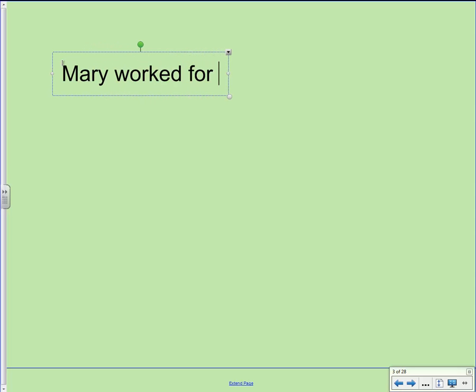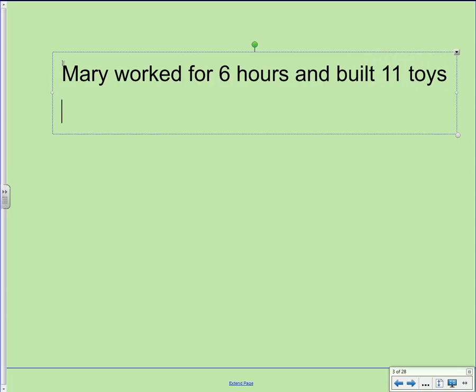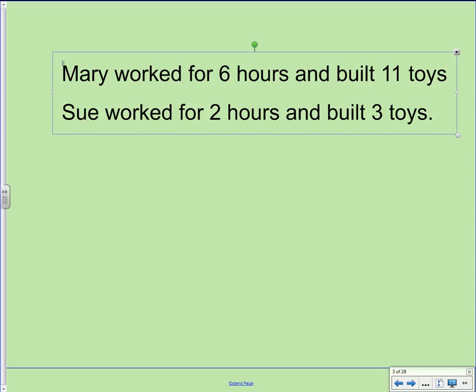All right, so let's move on. Now we're going to talk about word problems that they give us. We're going to set the ratios up ourselves and then decide, are they equal? It's possible that we will have something that's missing on some of them, and we may have to solve them. The first one is Mary worked for 6 hours and she built 11 toys. Sue worked for 2 hours and built 3 toys. So I have two ratios, and they're very clearly separated. One's Sue, one's Mary. We're going to set these up and compare them.